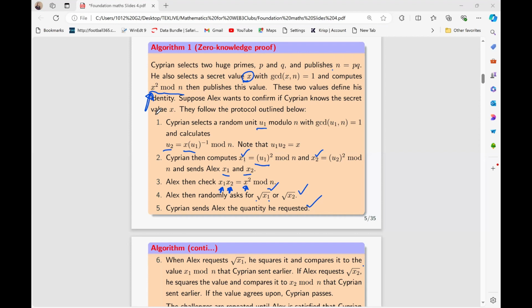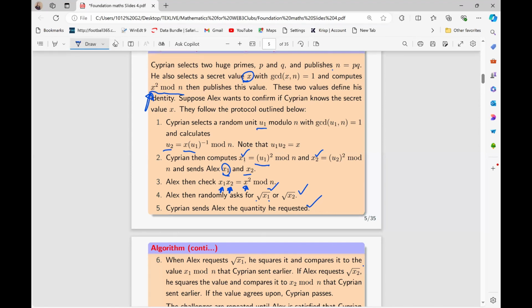So he tries to verify, is it really what I've been given? Is it really the square root? To verify this, you square it. So when he squares, he finds, in fact, it gives him x1. Then he asks, now give me the square root of x2. And again it is given. He squares it, and if he finds that it gives him x2, he's convinced this guy can get the square root. Only the person who can get the square root is the one who has the number, not any intruder.